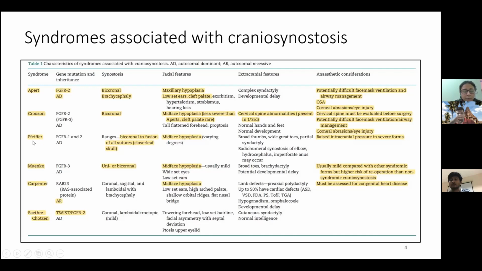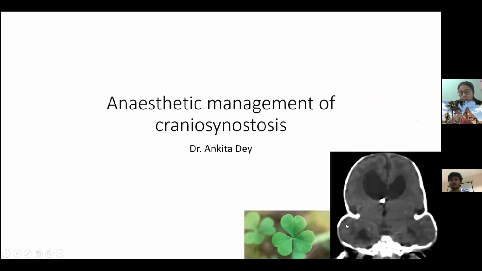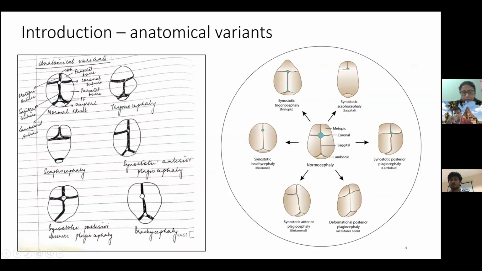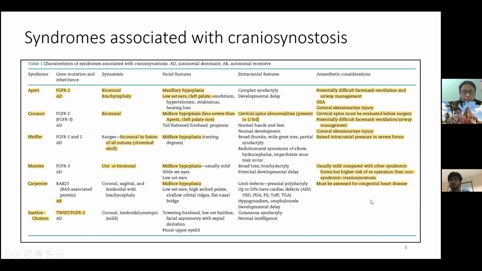Coming to Pfeiffer syndrome, it is because of mutations in the FGFR1 and 2 genes, and inheritance is again autosomal dominant. The synostosis can range from bicoronal to fusion of all sutures, resulting in a clover leaf skull. If you go back to the introductory slide, this is what a clover leaf skull looks like. All the sutures are fused and it takes on the appearance of a clover leaf. In Pfeiffer syndrome also, midface hypoplasia of varying degrees can be seen. These patients have broad thumbs, wide great toes, partial syndactyly.